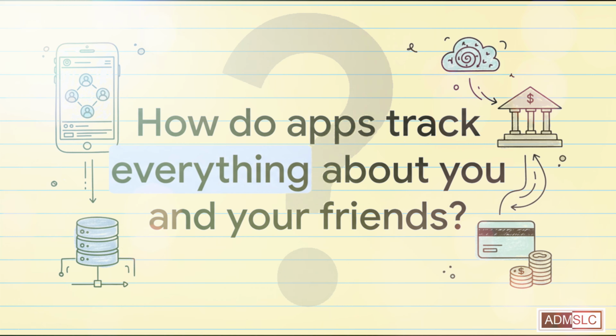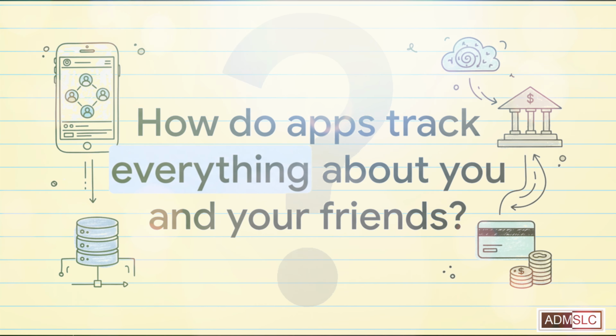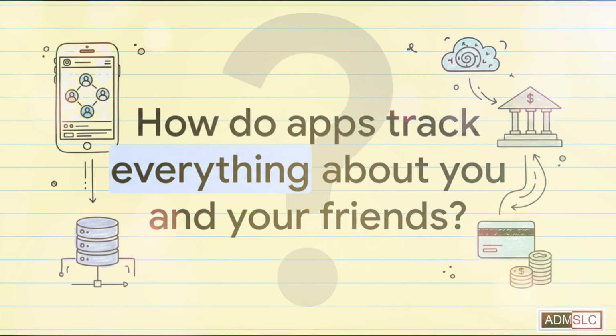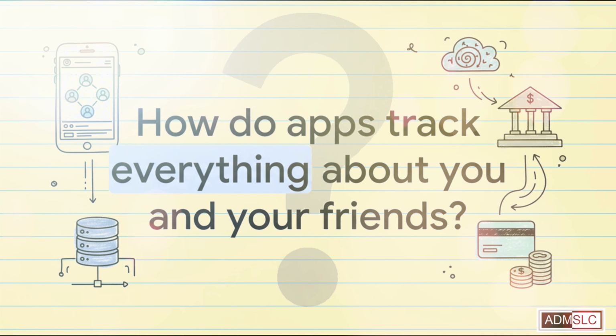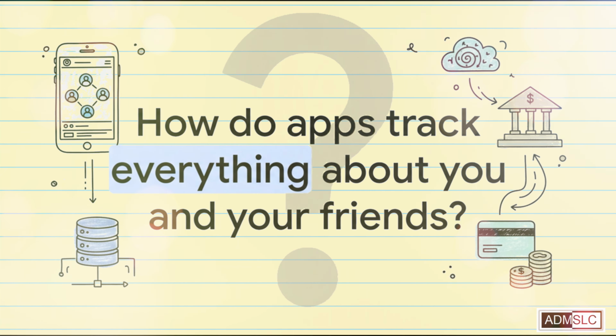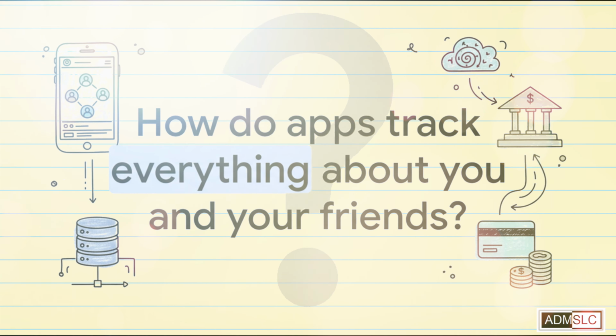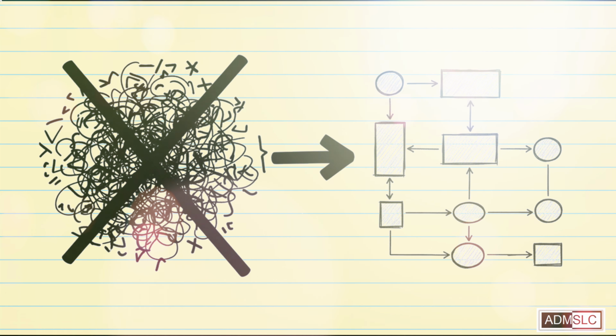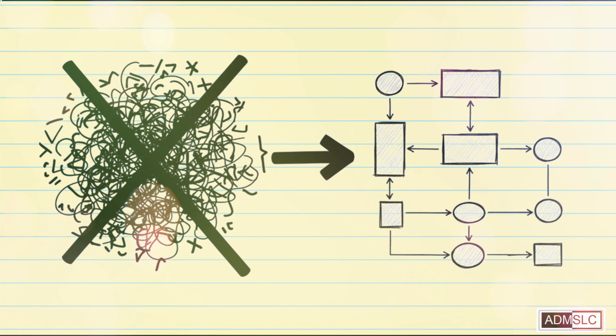All right, let's start with a question. Ever just stop and wonder how an app on your phone, say Instagram, or even your banking app, juggles all that information? I mean, millions of people, all their friends, their posts, their transactions, how does it not just completely fall apart? Well, the answer, and this might surprise you, isn't just about clever coding.